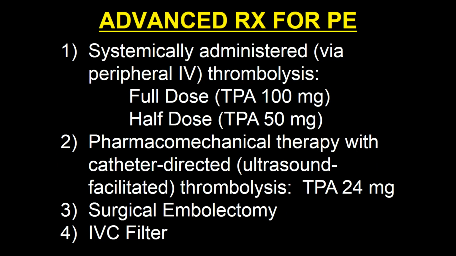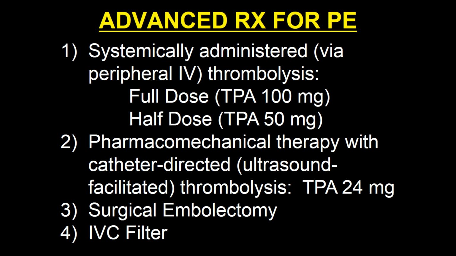Now, advanced therapy for pulmonary embolism is generally reserved for patients with submassive or massive pulmonary embolism. The full dose of TPA approved by the Food and Drug Administration in 1990 is 100 milligrams of TPA as a continuous infusion over 2 hours. Half-dose TPA has become popular because there are fewer bleeding complications with half-dose TPA compared with full-dose TPA, and the dose of half-dose TPA is 50 milligrams over 2 hours.